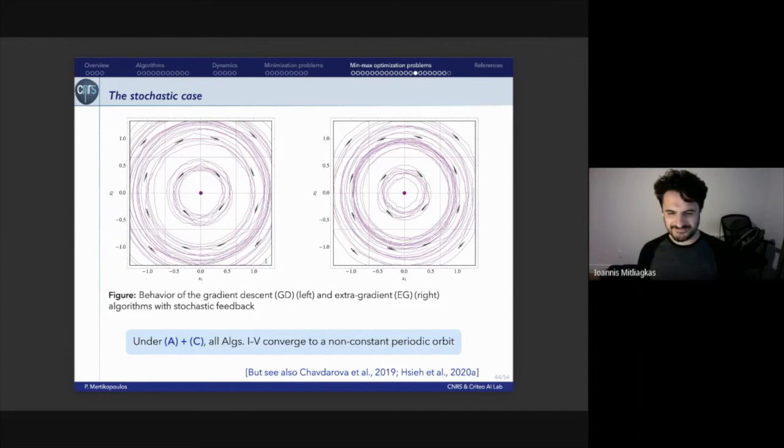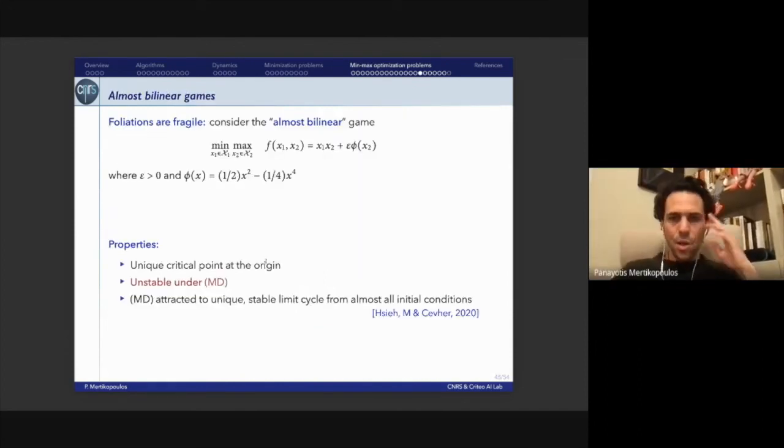Everybody's happy. All right. So the other thing I would like to discuss takes us to the final part of the talk, which is whether min-max, whether bilinear games provide sufficient guidance in this regard.